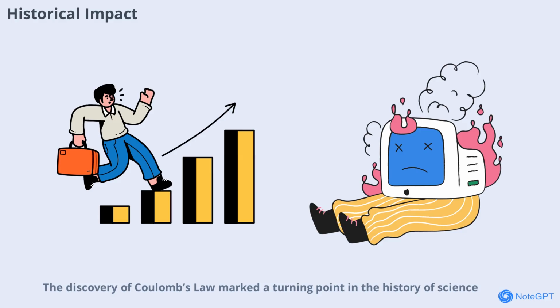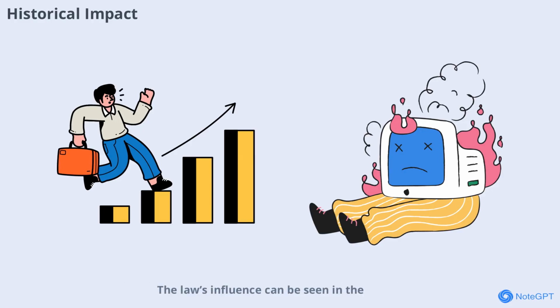Discovery of Coulomb's law marked a turning point in the history of science. It provided a mathematical framework for understanding electric forces, paving the way for the development of electromagnetism. The law's influence can be seen in the work of later scientists like Faraday and Maxwell, whose theories built upon Coulomb's foundation to create the modern field of electromagnetism.